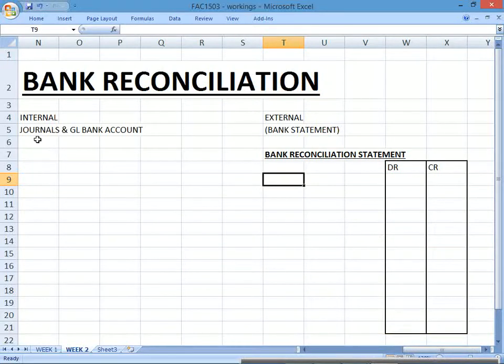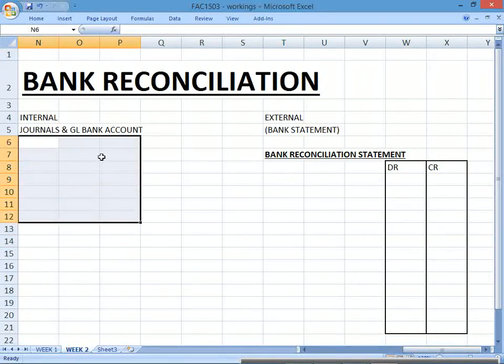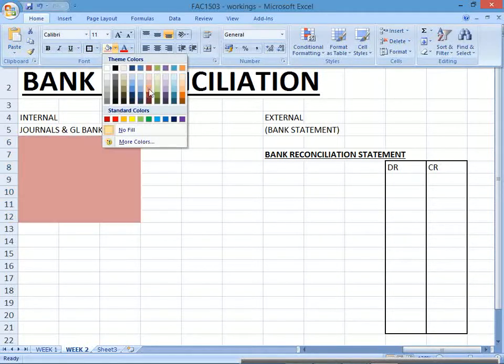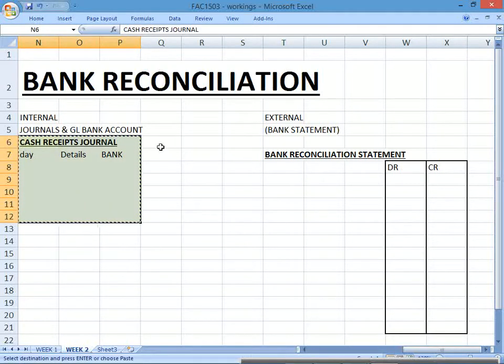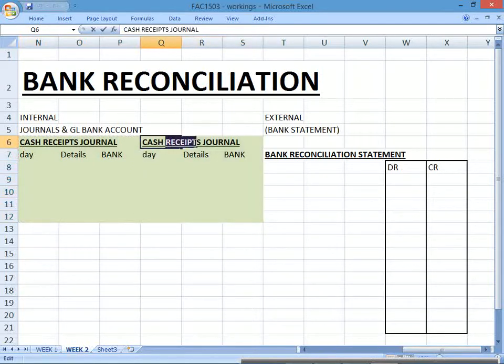We have to have something. We can't start with nothing. So let's draw up a journal. You just need 2 columns, actually. We don't have to worry about the date. The date would be for the last day of the month. What is this for? June. So, cash receipts journal. 3 columns, 1 for the day, 1 for the details, 1 for the bank. That's it, short and sweet. Do the same thing for the cash payments. 3 columns. Cash payments journal.